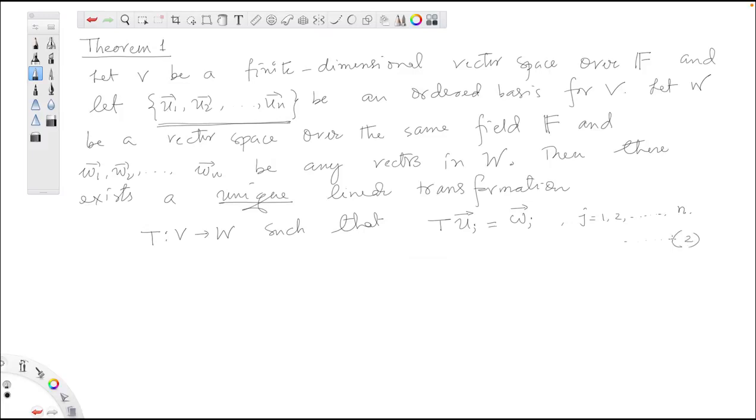So we are stating that such a linear transformation exists and this is unique. Okay, we cannot have two distinct linear transformations satisfying equation number 2. We'll have a unique linear transformation and that always exists. Okay, so there are two parts of the proof. One is the existence, the other one is the uniqueness. We first have to prove that such a linear transformation exists, and later we will prove that such a linear transformation is unique. Okay, let us get started with the proof. So this is the proof of existence.